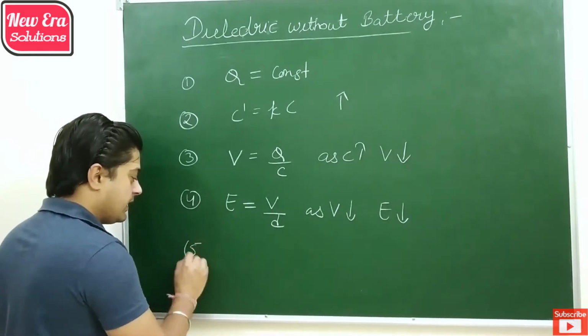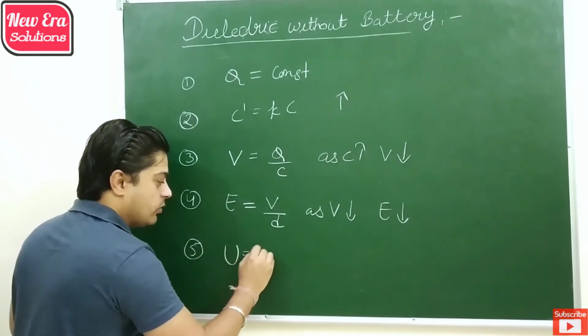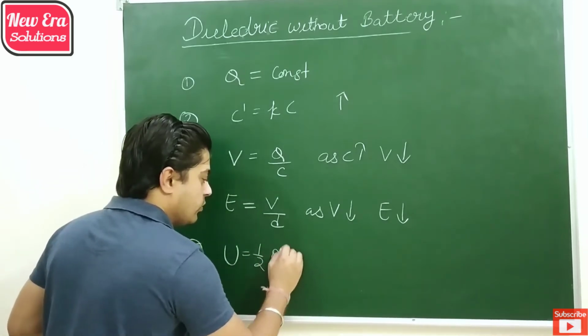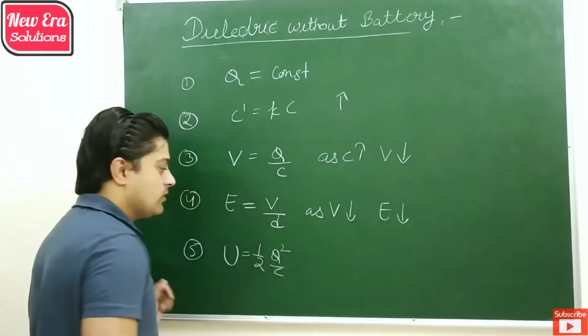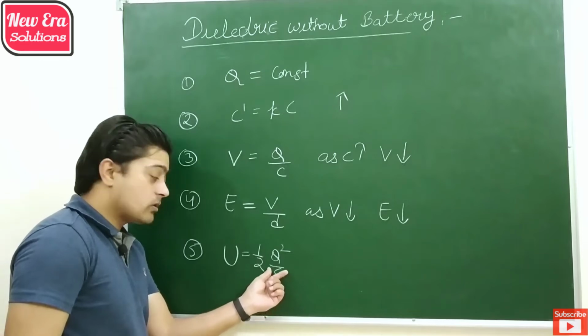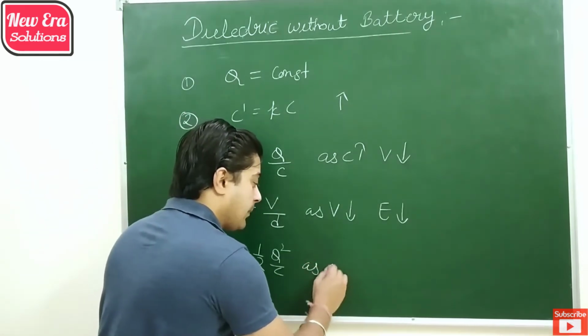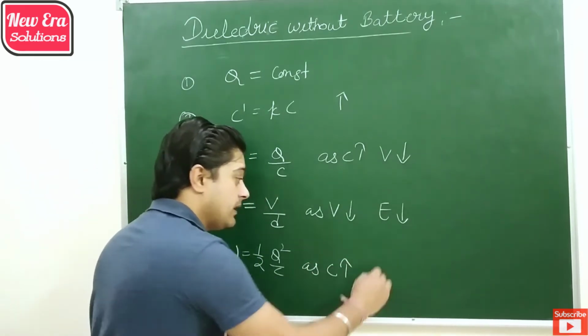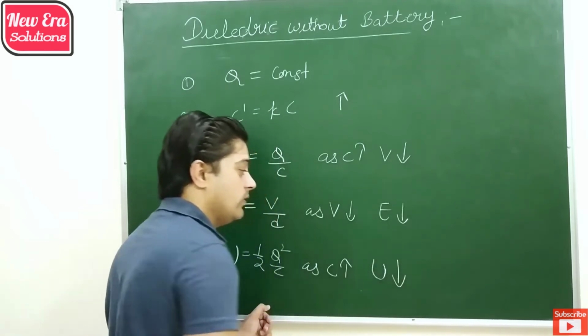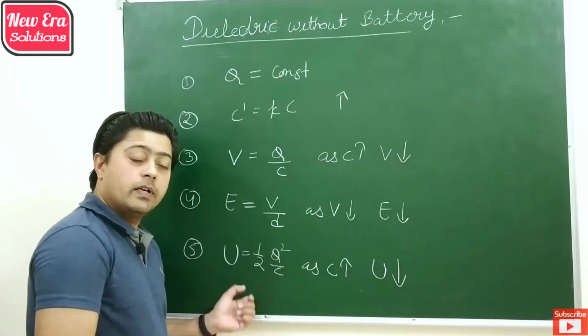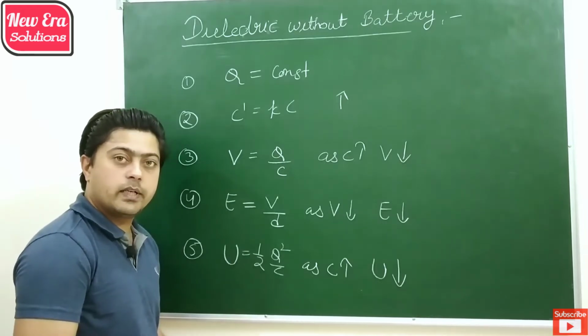And the fifth, we have the energy stored, that is half Q square by C. As the charge is constant but the capacitance of the capacitor increases, the energy storage will decrease when a dielectric is inserted without the battery.